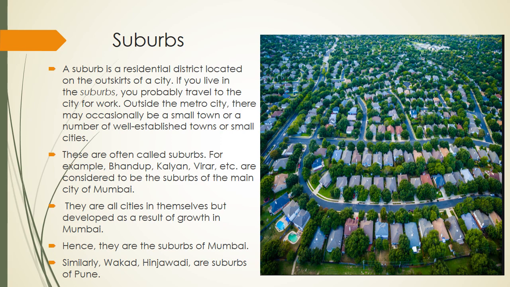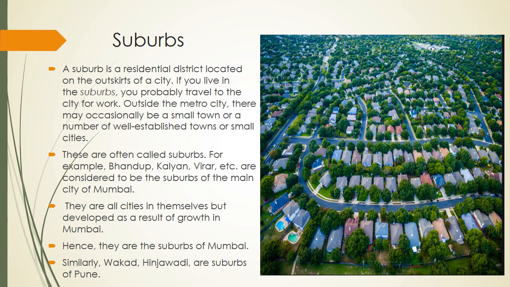Outside the metro city, there may be small towns, a number of well established towns or small cities. These are often called suburbs. For example, Bandra, Kalyan, Virar are considered to be the suburbs of the main city of Mumbai. So these are all the suburbs of the main city Mumbai. As you know, Kalyan and Virar are very close to or surrounding Mumbai, but they have been developed because of Mumbai.